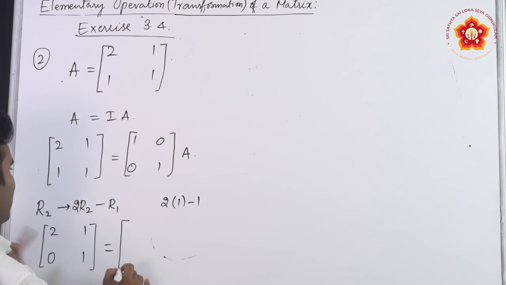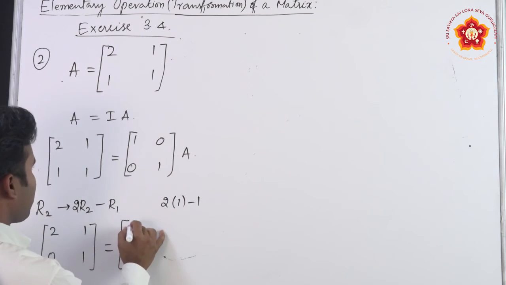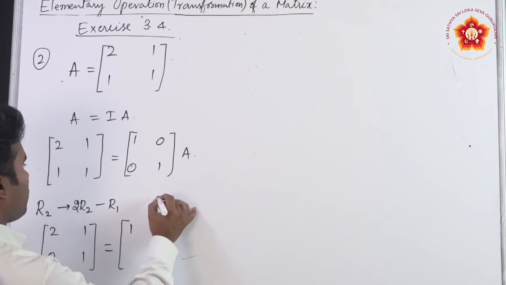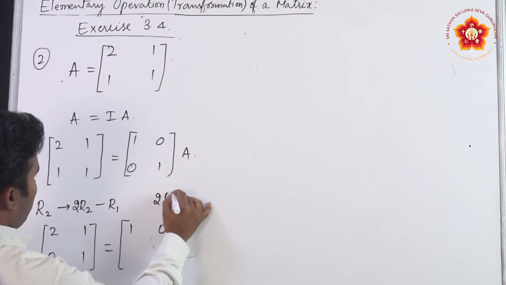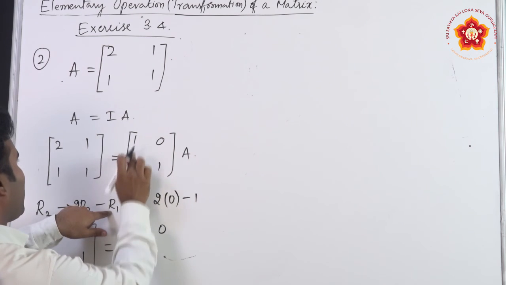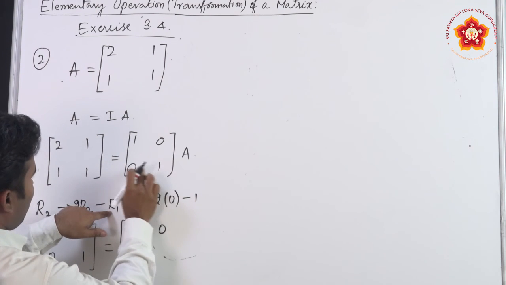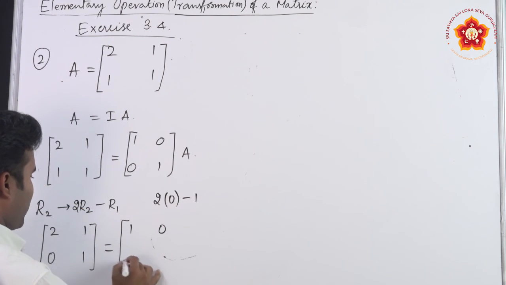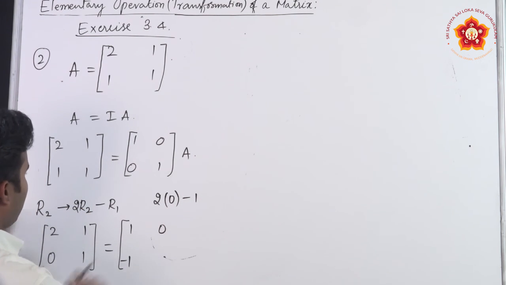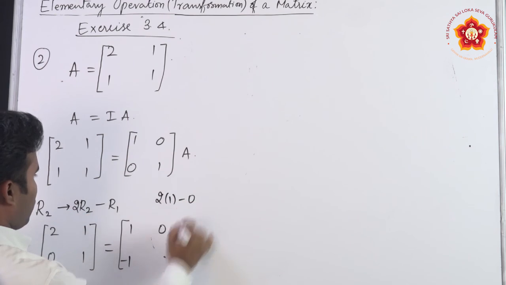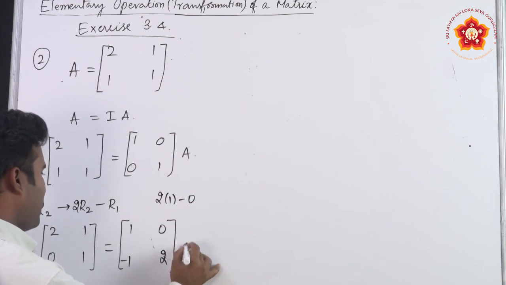You do the same thing for this side also, 1 0. Now what is R2 here? 2 times R2, that is 0, minus 1, the corresponding element of R1. You have to look at this, do not look at it like this. So the corresponding element is 1. So 2 into 0 is 0, minus 1 is minus 1, and the next element is 2 times R2, which is 1, minus 0, which is 2.